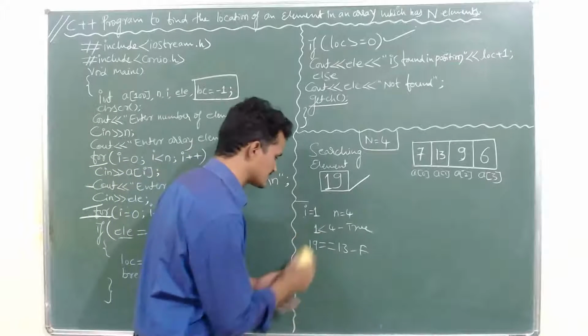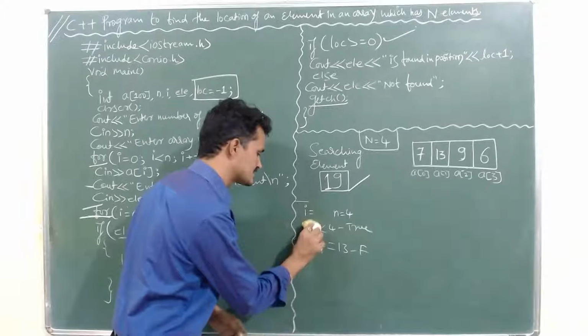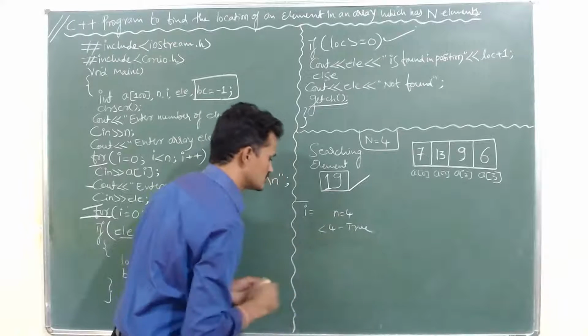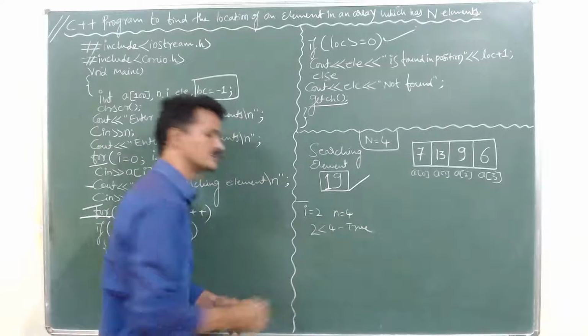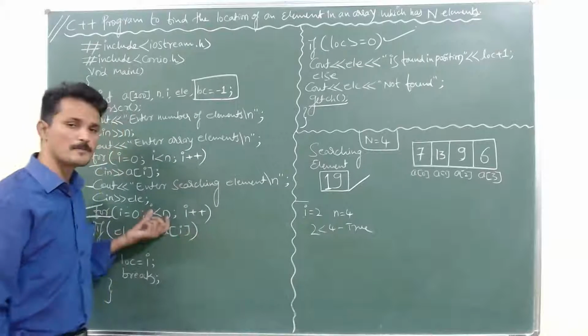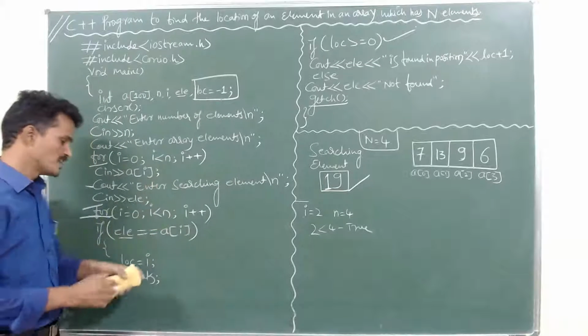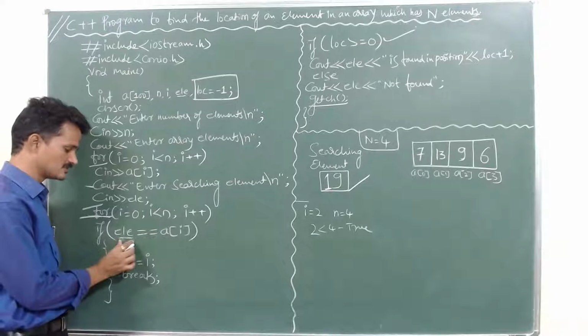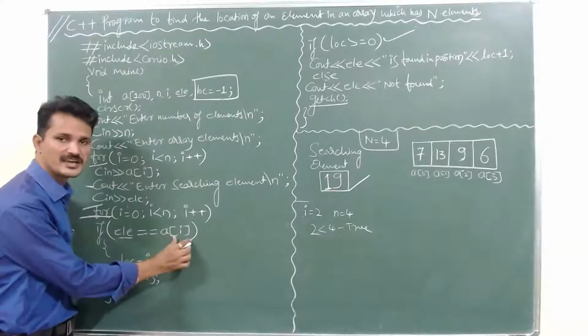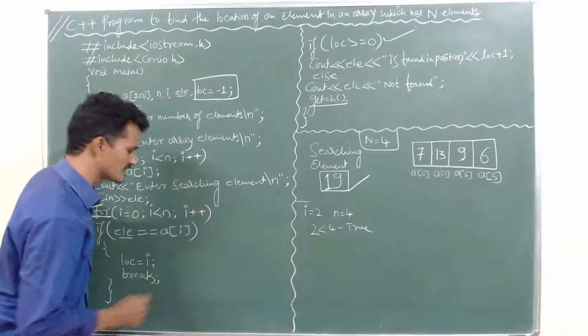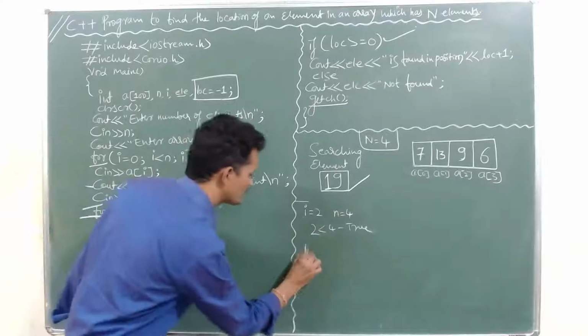i becomes now, this time, 2. Last time 1, this time 2. Again, the updated value of i must be compared with this condition. 2 is less than 4. Yes, it is true. Condition true means if (element is equal to A of i). Element is nothing but the searching element, so the searching element is 19.